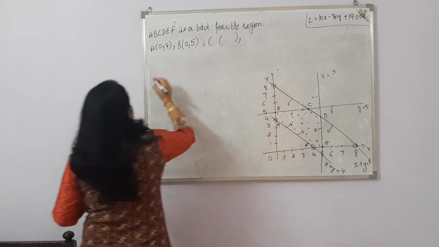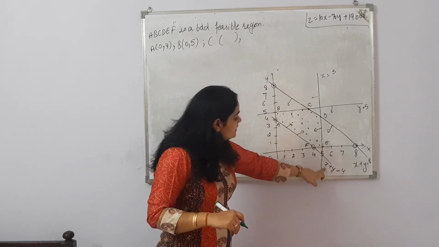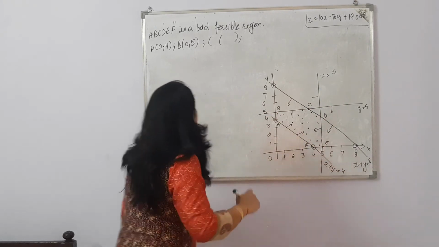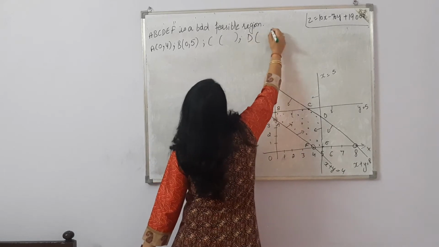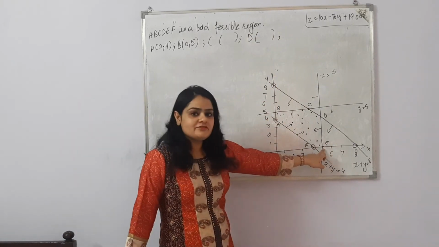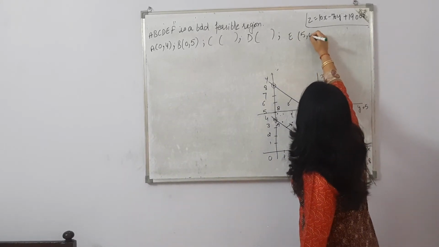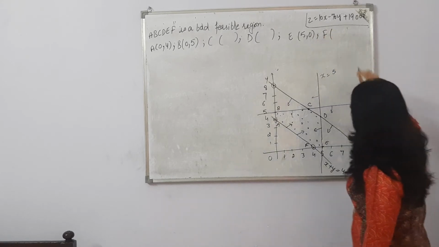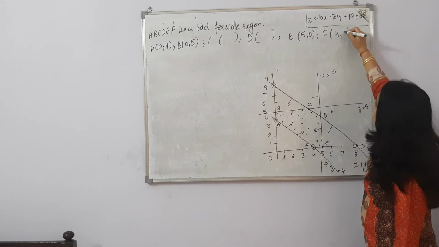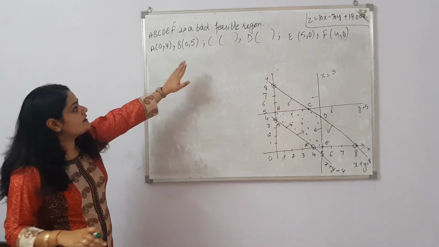We need to find it. D is also still unknown. Here one line is x equals 5 and another line is x plus y equals 8. We need to find it out. Now, what is E point? E is at 5 on the x-axis, so it is (5, 0). And F is at 4 on the x-axis, so (4, 0). The 4 points we know. Now we need to calculate C and D.